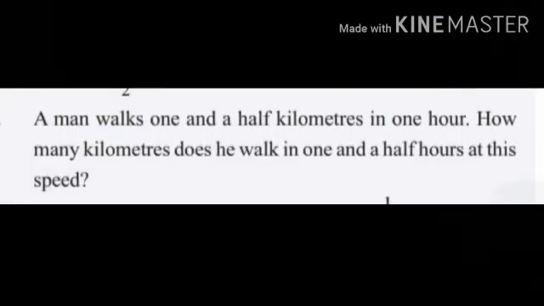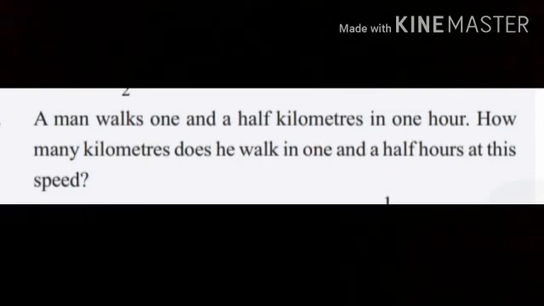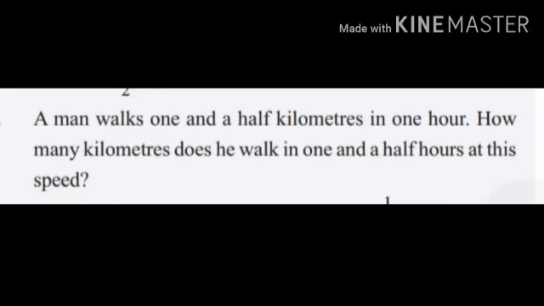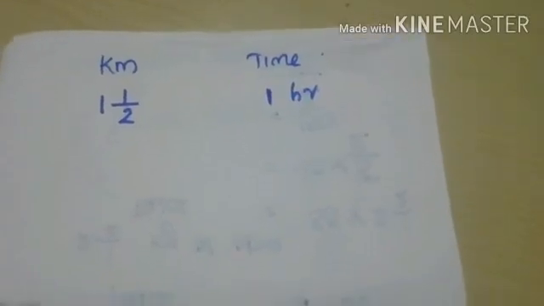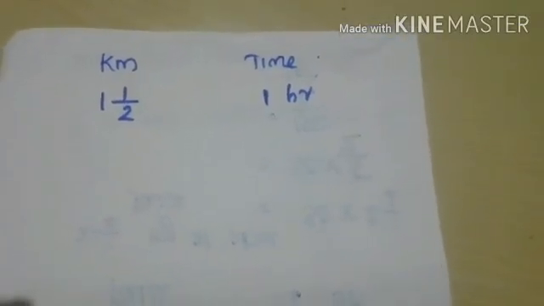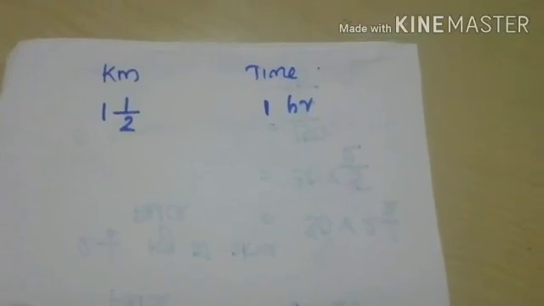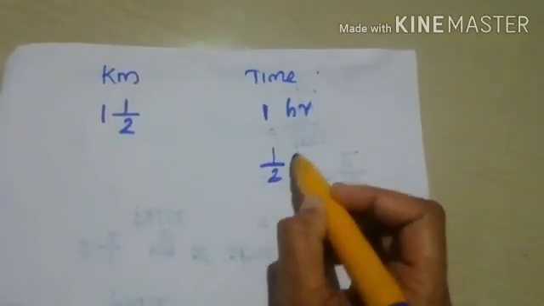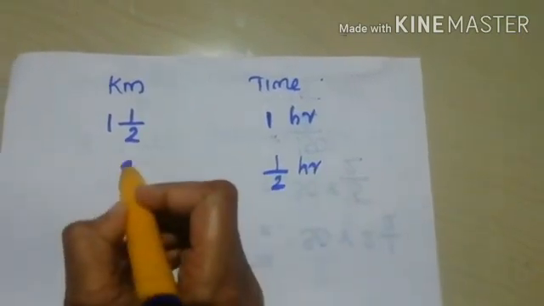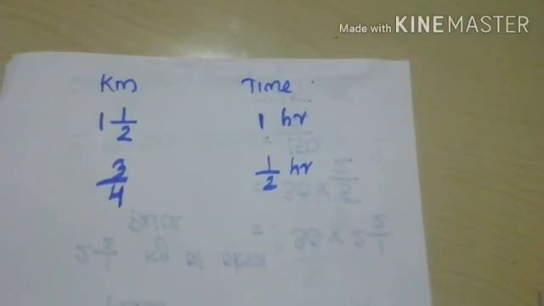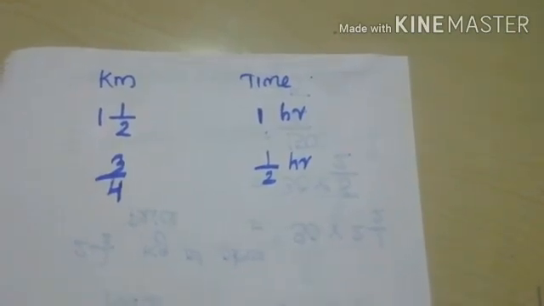This is my last question. A man walks 1.5 kilometers in 1 hour. How many kilometers does he walk in 1.5 hours at this speed? From our question, we can derive this. 1.5 kilometers was walked within 1 hour. Then half hour can be walked in 3/4 kilometer. That is 3/4 kilometer.